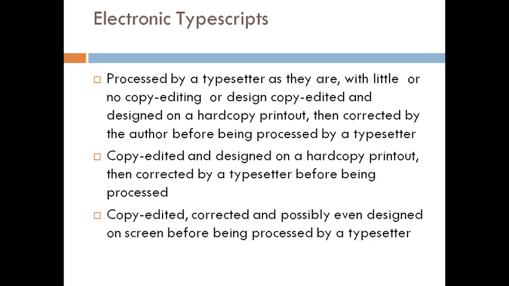And the last one is it can be copy edited, corrected and possibly even designed on screen before being processed by a typesetter. So this is the process which this electronic typescript goes through. So it can be copy edited on a hard copy printout and then corrected by the author before going to a typesetter. Second, it can be copy edited, designed on a hard copy printout and corrected by the typesetter before being processed. Third, copy edited, corrected and even designed on screen before the whole thing goes to the typesetter.